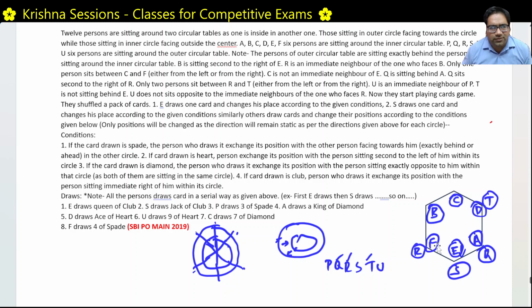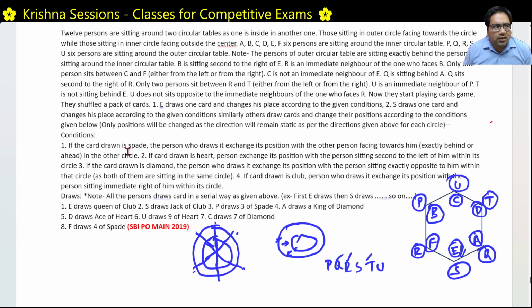Who is facing R? F is facing R. Who are his neighbors? B and E. U will not sit against B or against S. What does that mean? U has only one slot, that is this. That leaves P with only one slot, that is this. So this is the structure, right? So far so good. We are able to derive the structure.